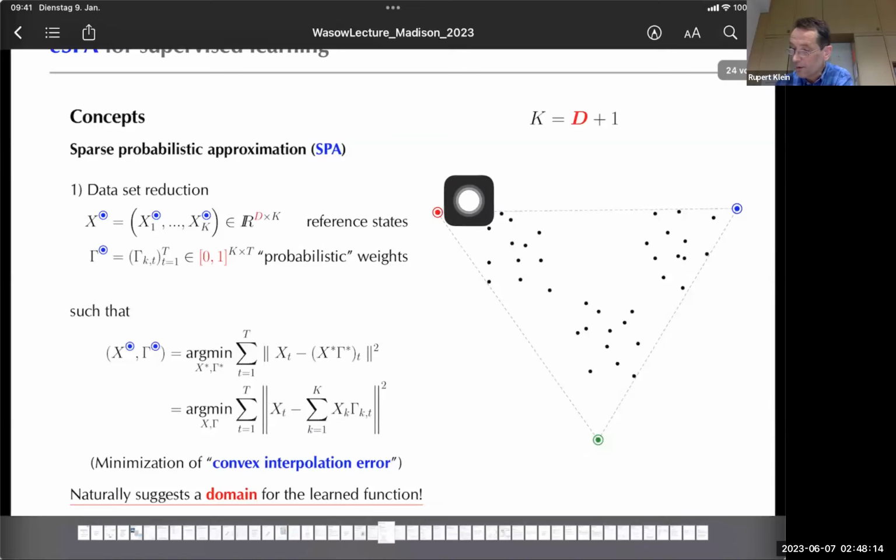Okay, so it's a convex combination because in a probabilistic approximation, the gammas sum up to unity. So it's a convex combination of the reference points that I would like to use in order to approximate my data points. In 2D, that's actually trivial because you draw a simplex, a triangle, around all the data points, and then you can make the error zero, because by a convex combination of the edge points, you can reach any point inside. So it's not yet all that exciting. But nevertheless, this is the first task to do.